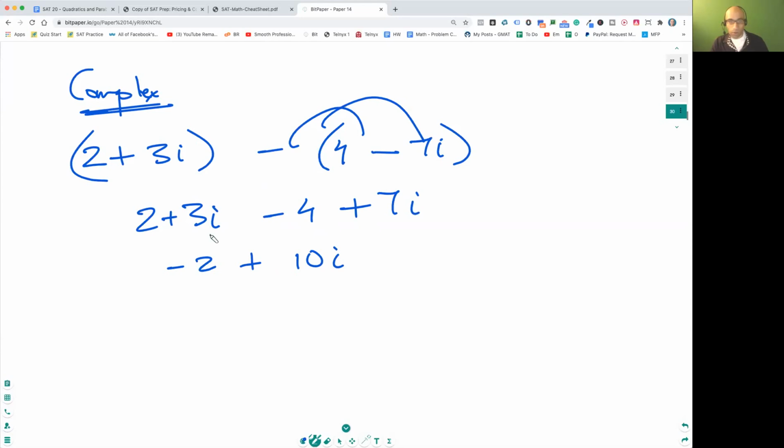So 2 plus 3i is almost like x over here. It's the same thing. 2 minus 4 is -2, and then 3. Exactly the same thing. I'm going to move on.